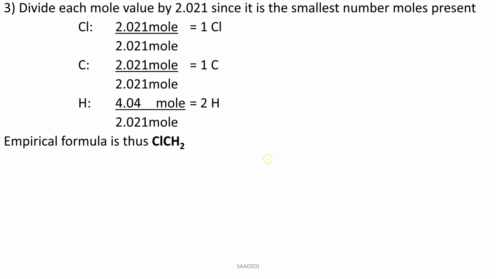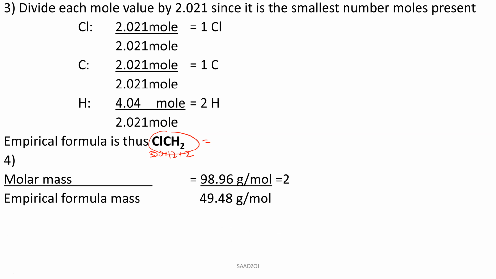What you need to do now is get what's called the empirical mass. That's the mass of all the elements in this compound. Basically, the molar mass of the compound. You're going to take 35.5 plus 12 plus 2. And then from there, that's what you get. It's called empirical mass. So here's our empirical mass. That's the 49.48 I got by doing these numbers up here.